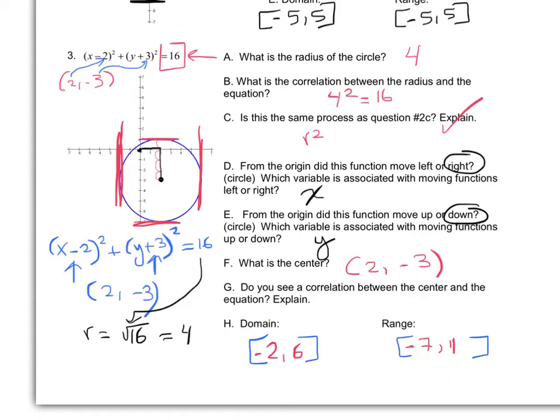And for the y, which is -3, the radius is 4. So -3 minus 4 would give you -7, and then -3 plus 4 would give you 1. Okay? So this is one way to look at it.